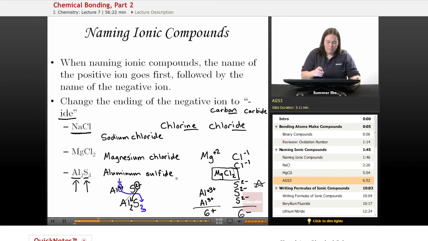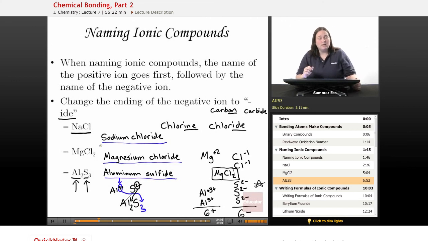But for the naming, all you do is positive ion first, negative ion second, change the ending of the negative ion to IDE.